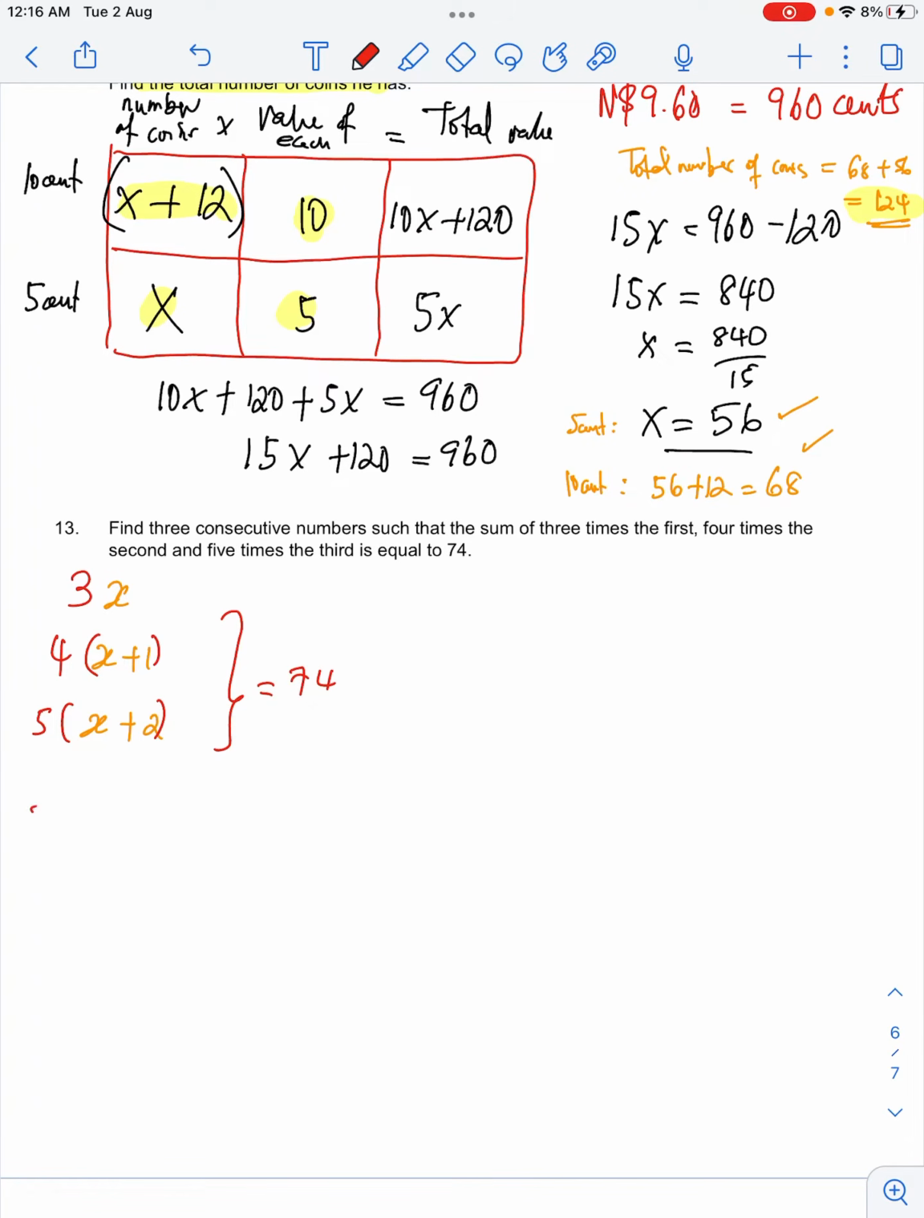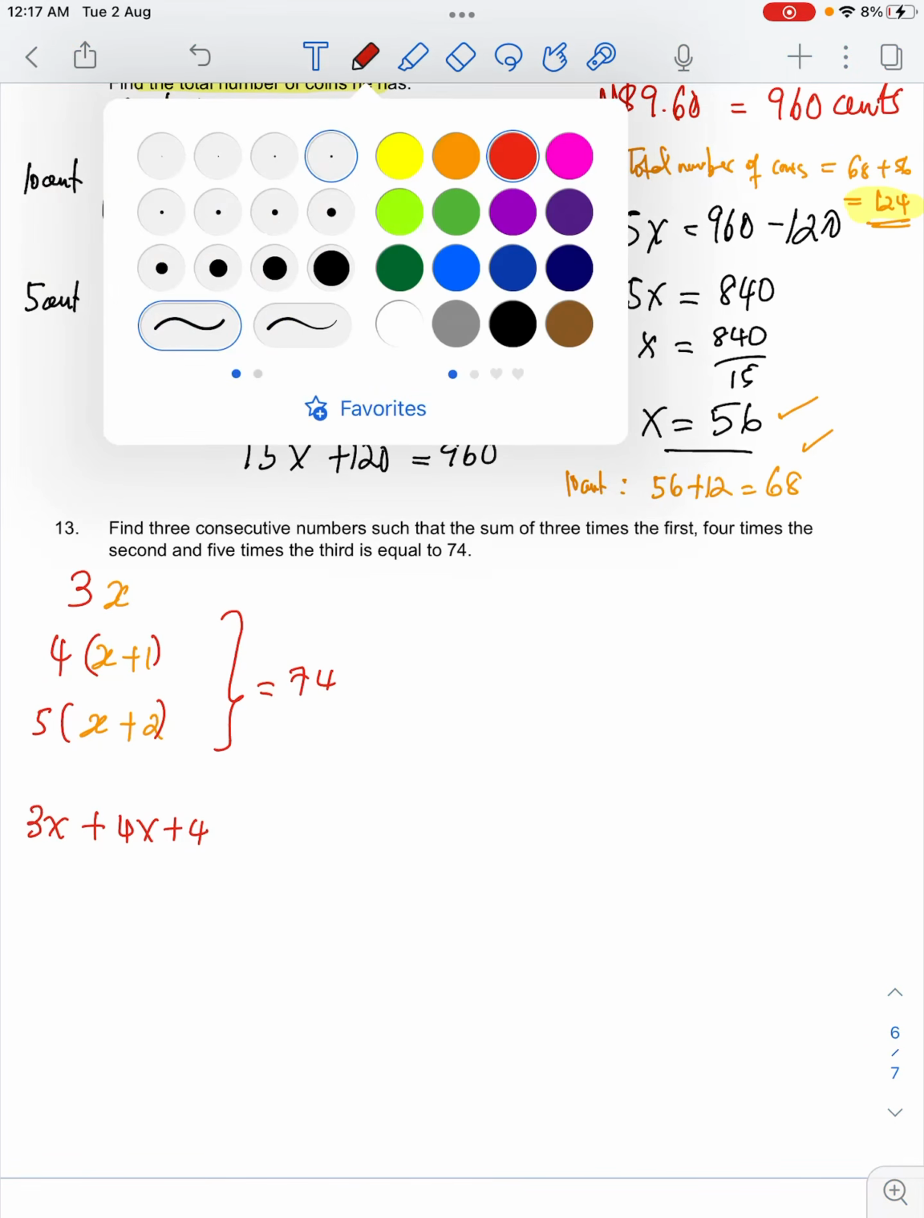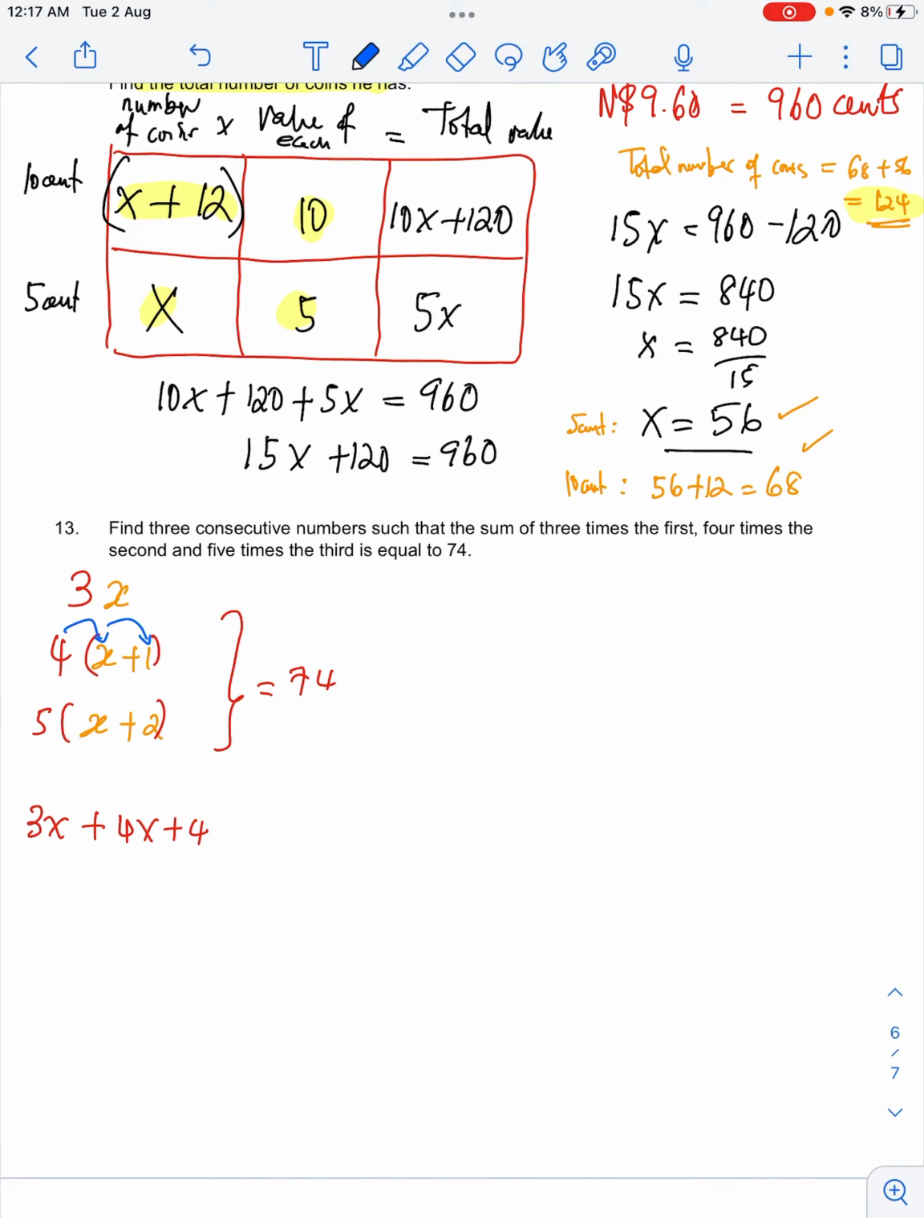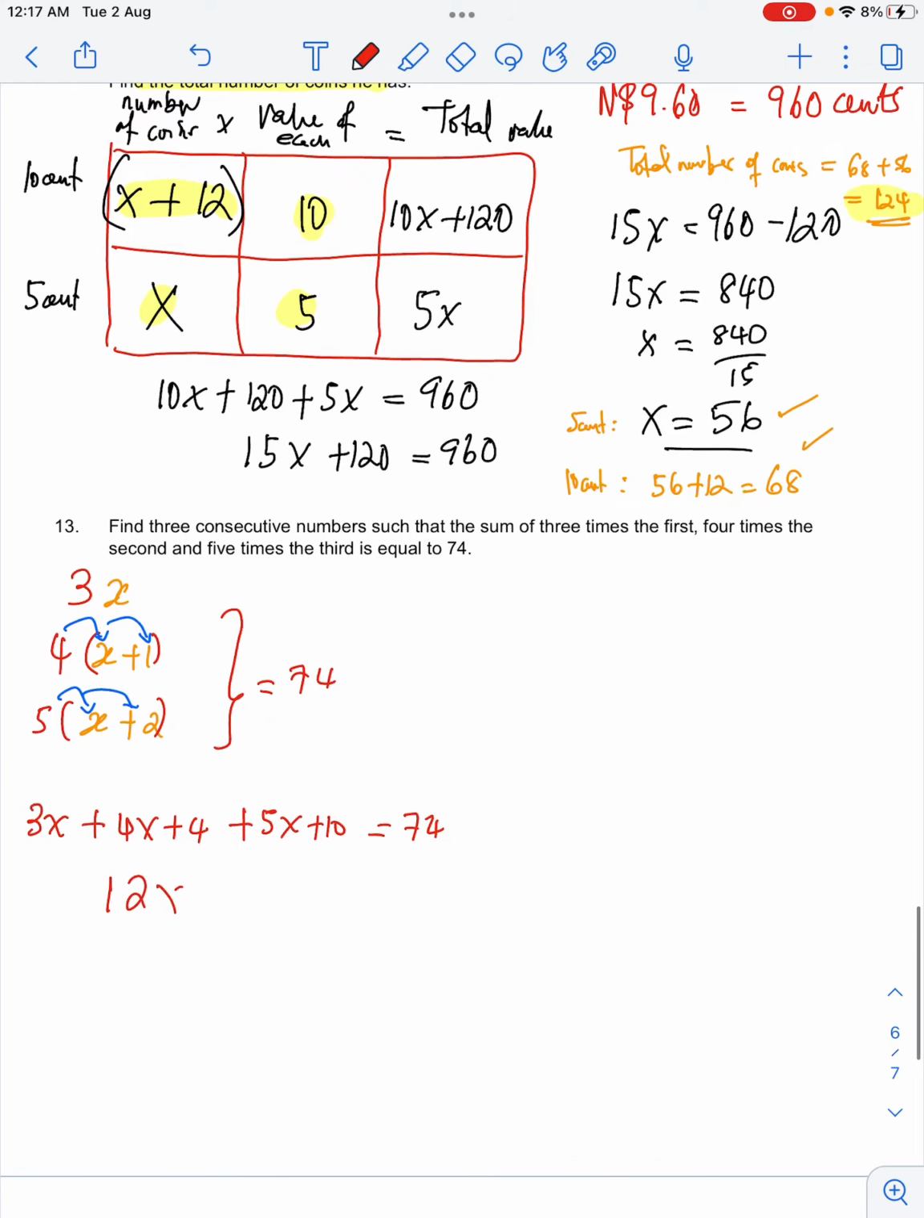Okay, so we have 3x plus 4x plus 4. If you multiply out, please, I hope you see where I'm going with that. And the next one would obviously be plus 5x plus 10 should give you 74. All right, so that is 12x plus 14 equals 74. Then 12x equals 74, take away 14.